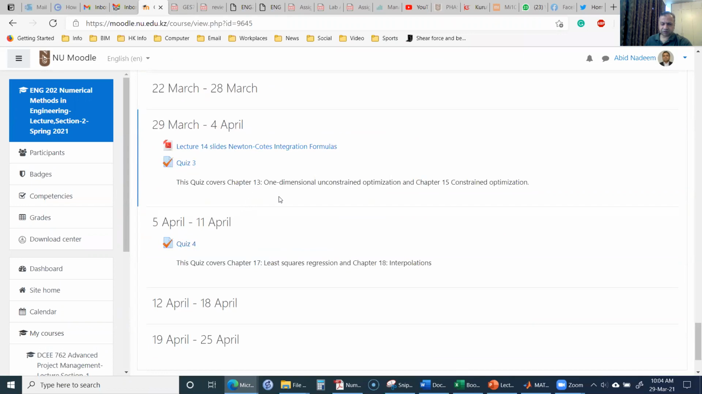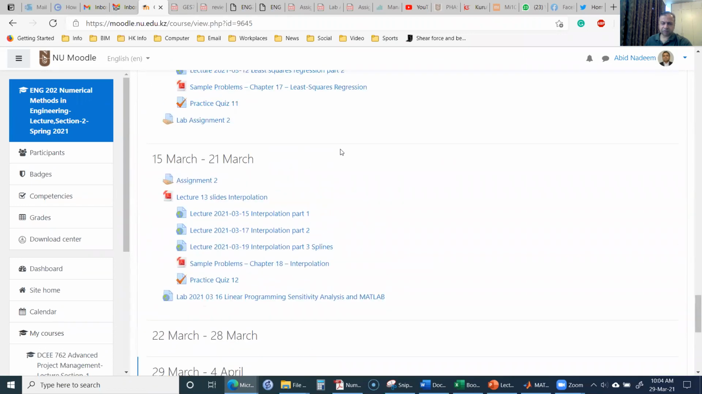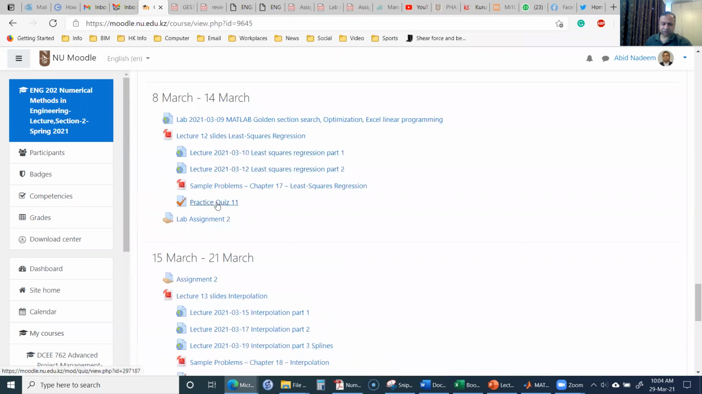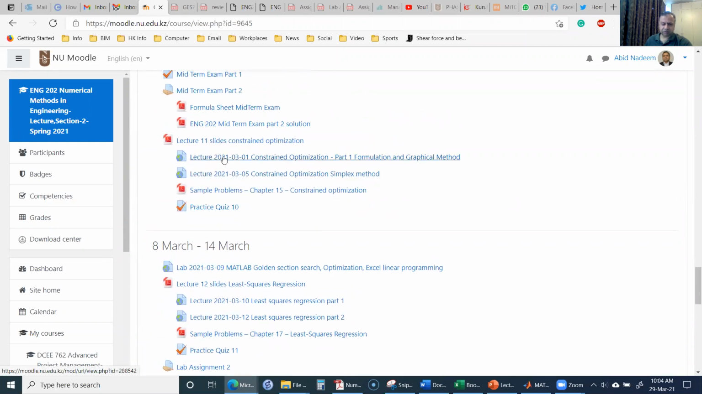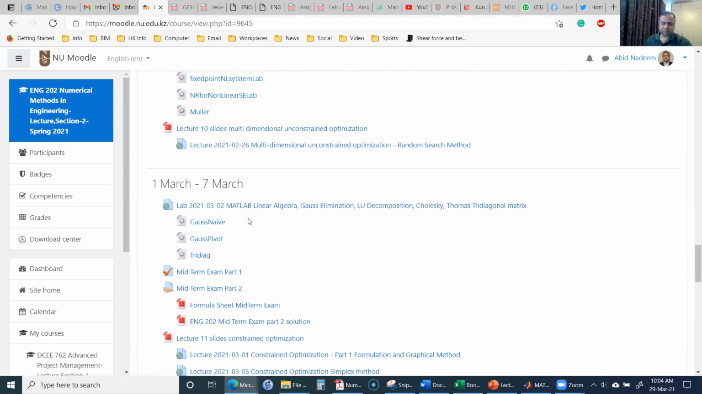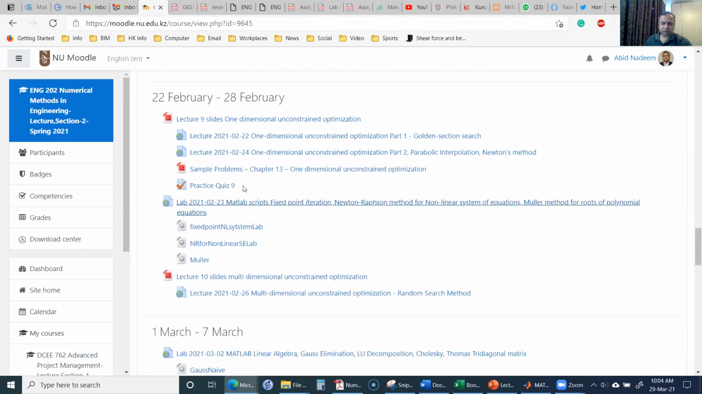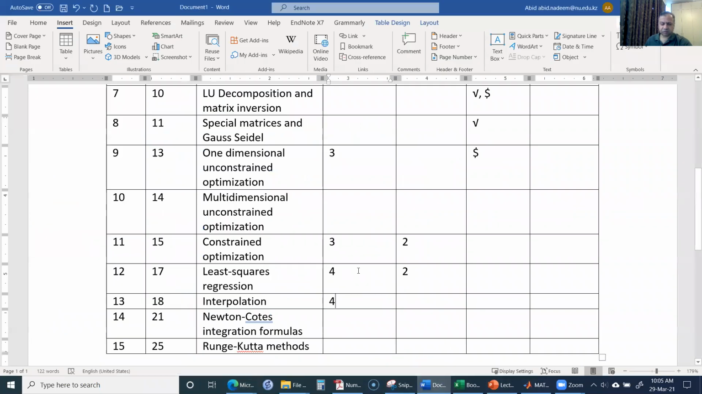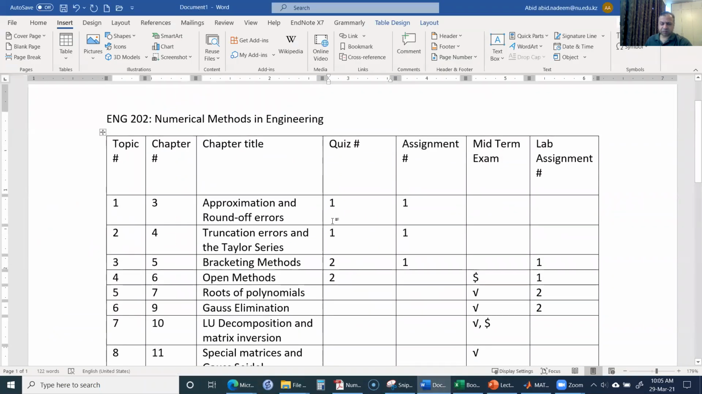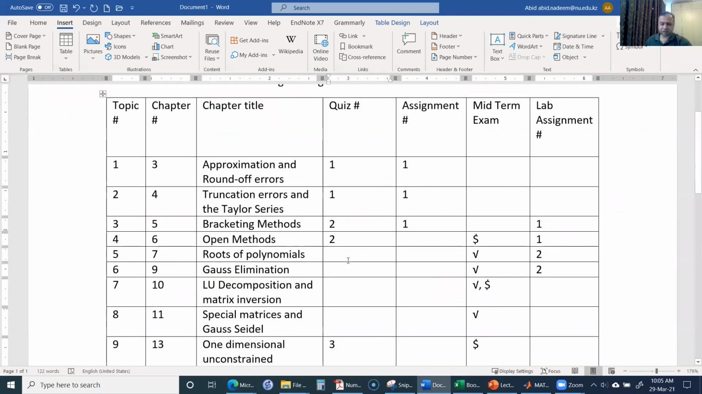Okay, chapter 13 and chapter 15 topics, and there are some practice quizzes as well. So for example, for the constraint optimization, there is practice quiz number 10. For one-dimensional unconstrained optimization, there is practice quiz number 9. If you look at this table, we already have quiz number 1 and 2. Quiz 1 was from chapters 3 and 4. Quiz number 2 was from chapters 5 and 6.